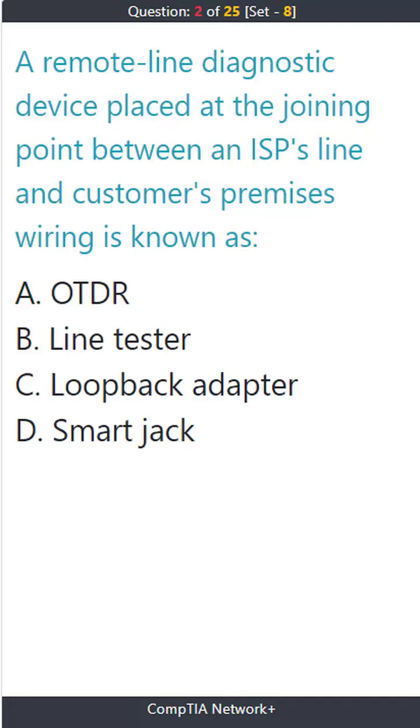Question 2. A remote line diagnostic device placed at the joining point between an ISP's line and customer's premises wiring is known as A. OTDR. B. Line tester. C. Loopback adapter. D. Smart jack.